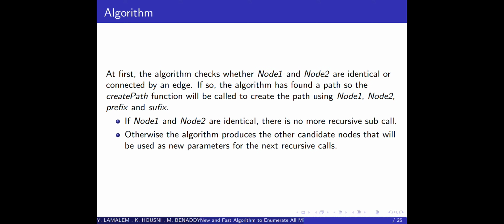At first, the algorithm checks whether node 1 and node 2 are identical or connected by an edge. We are going to use the function called link. If so, the algorithm has found a path, so the create path function will be called to create the path using node 1, node 2, and the prefix and the suffix. If node 1 and node 2 are identical, there are no more recursive subcalls. Otherwise, the algorithm produces the other candidate nodes that will be used as new parameters for the next recursive call.